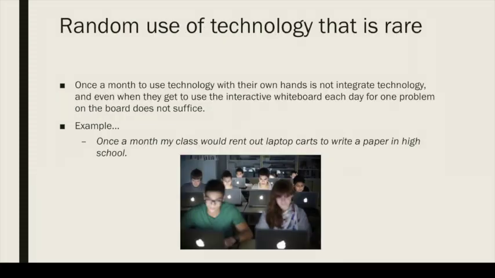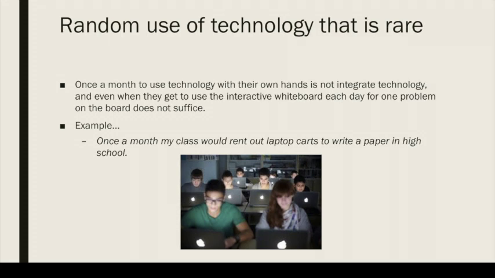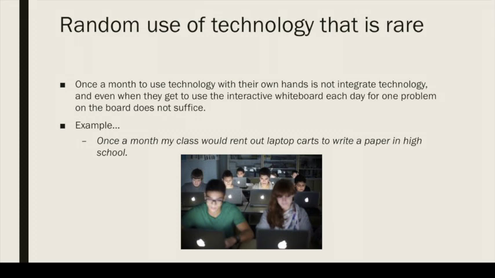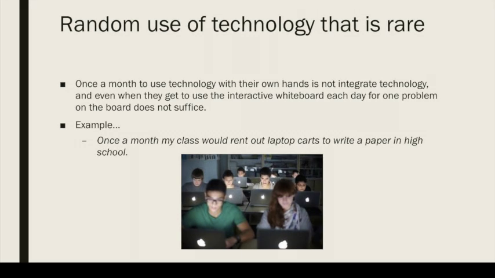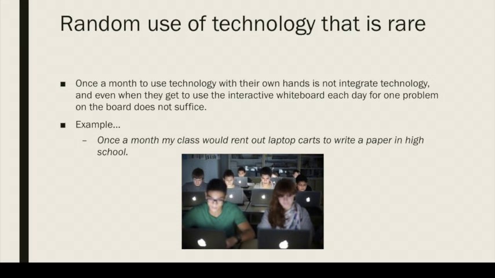Our second point is the random use of technology that is rare. This is where the students don't see technology as often as they should with their hands. They might see projectors being used every single day and the teacher being on their computer, but really the only technology they have would be phones at home, computers at home, video games at home, etc. So this is not how we want our classrooms to be if we want to be technology integrated.